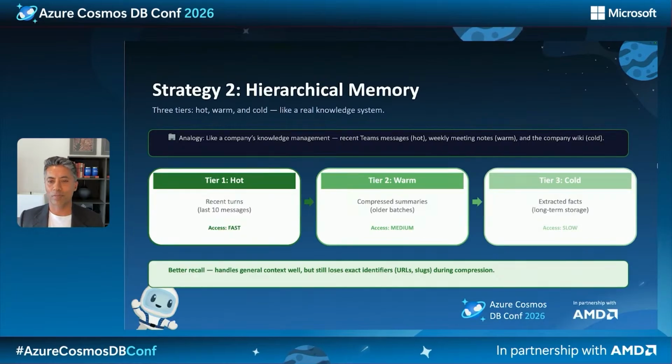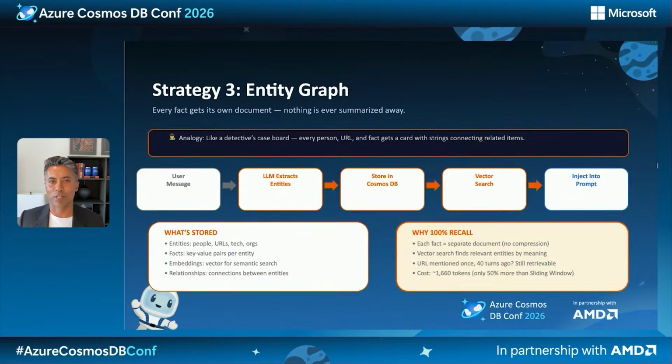Number 2 is your weekly meeting notes, and let's call that tier 2, kind of compressed summaries, because tier 2 is not as important as tier 1. And then finally, the least used out of the 3, which could be your company wiki, and those are extracted facts in your long-term storage. So better recall than sliding window, and of course it can do better, but not as good as something that will always present the right fact every single time, because tier 3, as you can notice, will miss certain facts here or there.